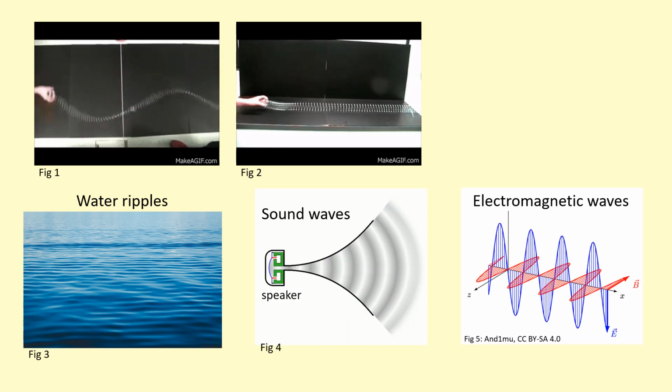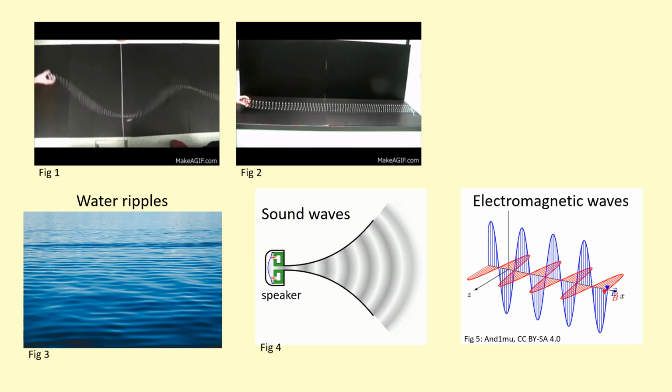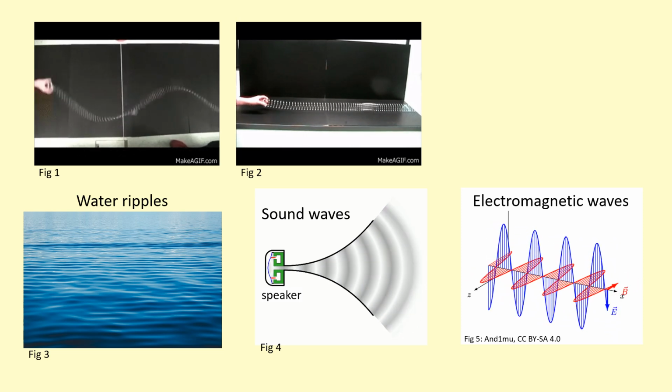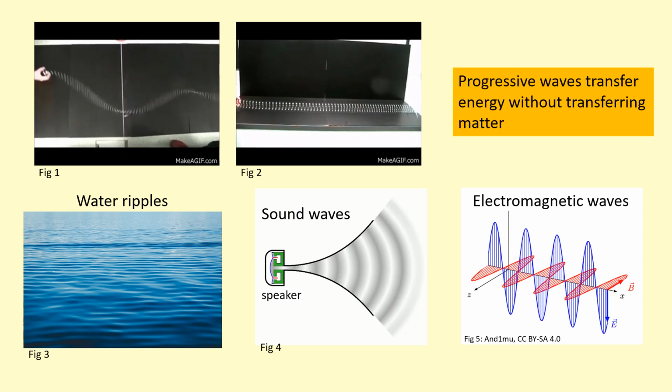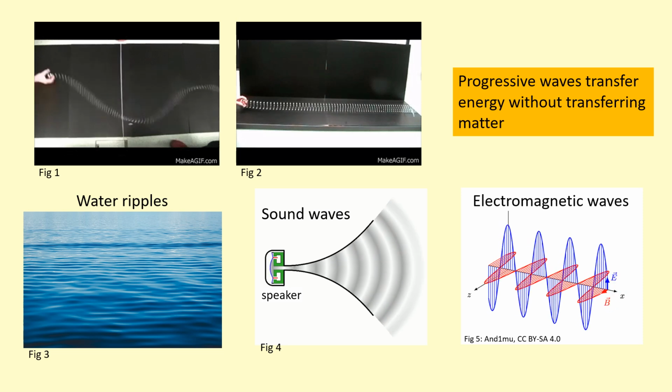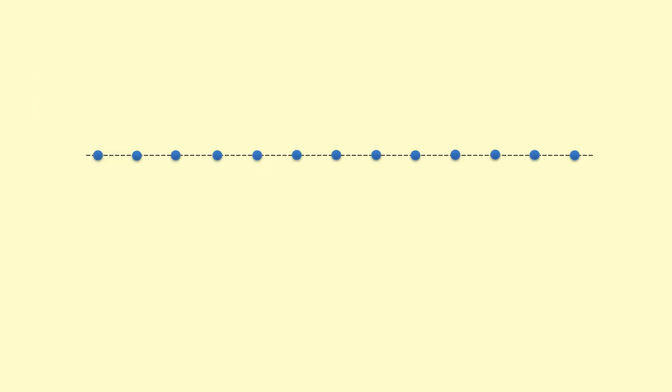And also electromagnetic waves. So that includes light, radio waves, all the way up to X-rays and gamma rays. Okay, all these waves have something in common, which is that they all transfer energy from one place to another without actually transferring any matter. There are two types of waves that you need to know about. Let's look at the first type.